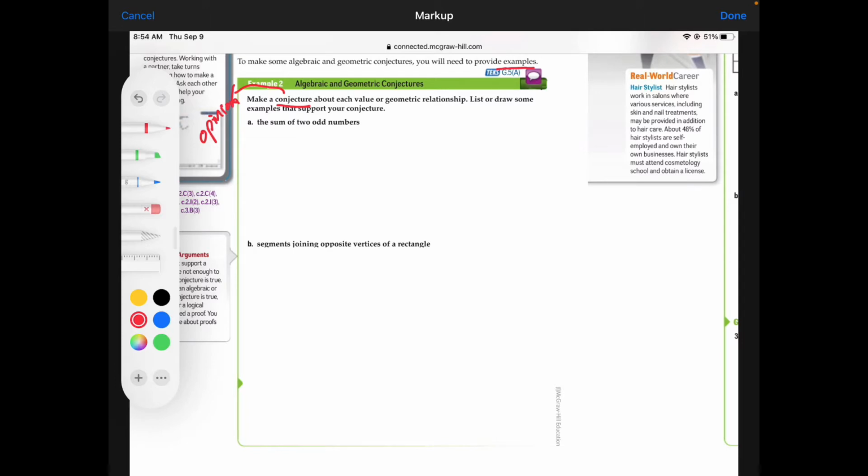Our first one says, to make a conjecture about each value or geometric relationship, we can list or draw some examples that support our opinion or our conjecture. The first thing they want us to look at is the sum of two odd numbers. Can we find any pattern? Is there a pattern we can observe so that we can form an opinion based on two odd numbers being added together? The first thing we can do is list examples.